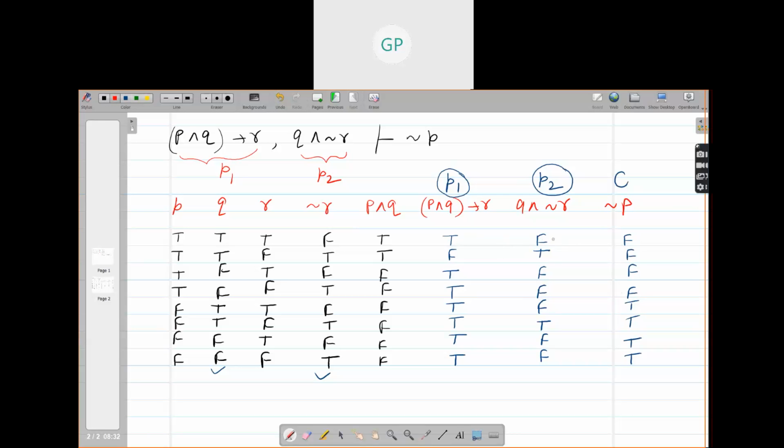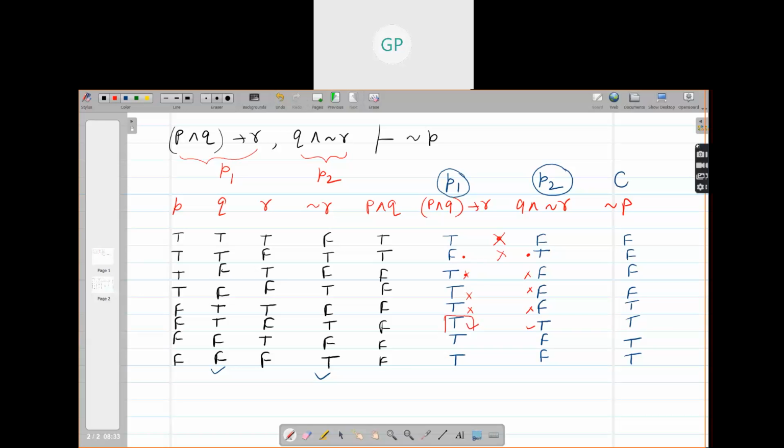In the first row, both premises are not true, right? Second row, both premises are not true. This is F, this is T. Third row, this is also not true. Fourth row, both the premises are not true. Sixth row, yes, both my premises are true, right?